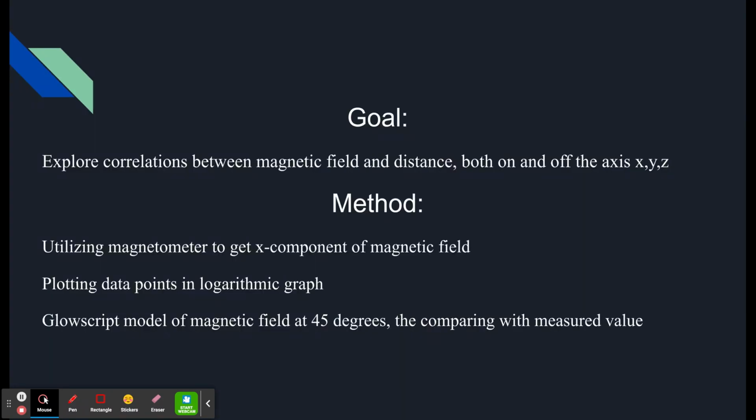The goal of this lab is to explore correlations between the magnetic field and distance, both on and off the axis of XYZ. The methods we used were utilizing the magnetometer to get the x component of the magnetic field, then plotting data points in a logarithmic graph. Then we made the GlowScript model of the magnetic field at 45 degrees and compared it with the measured value.